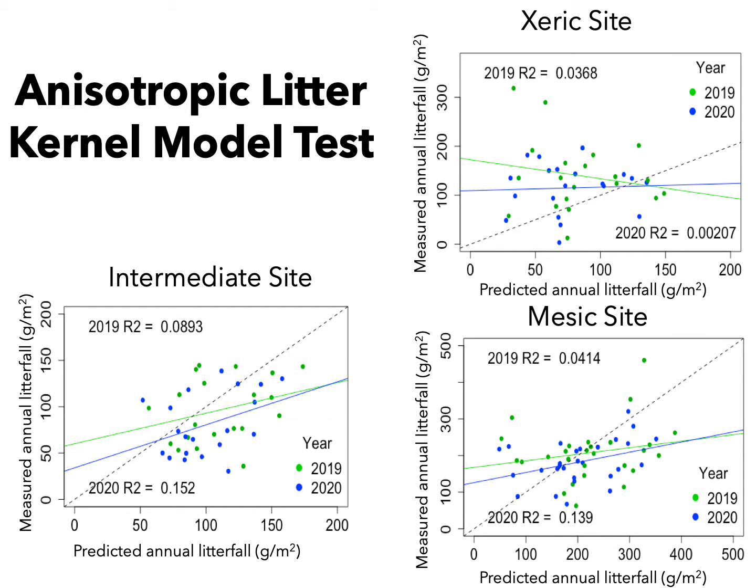Here are the model results from the top model that incorporated individual tree location and size as well as the influence of wind direction. The model overpredicted litter in the xeric site, or the drier site, and underpredicted in the mesic site, or the wetter site. The intermediate site had the best prediction, by only a modest amount. The model performance was clearly the poorest in the xeric site.